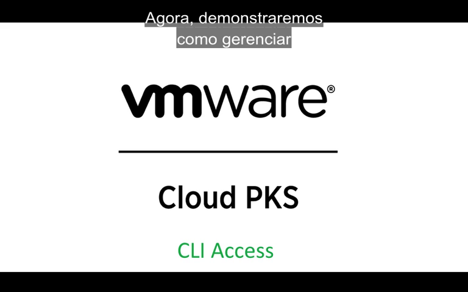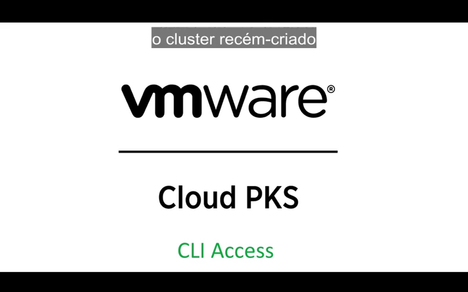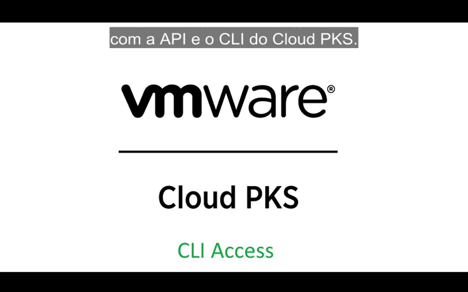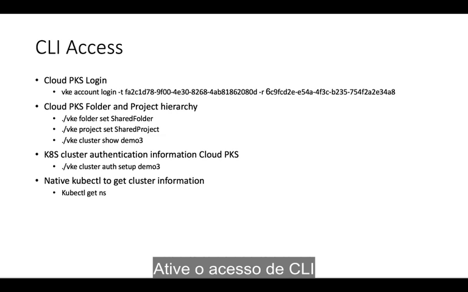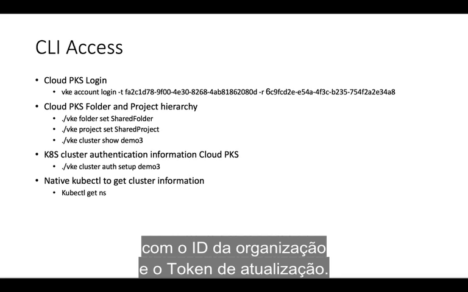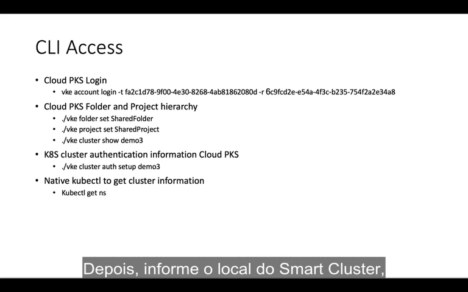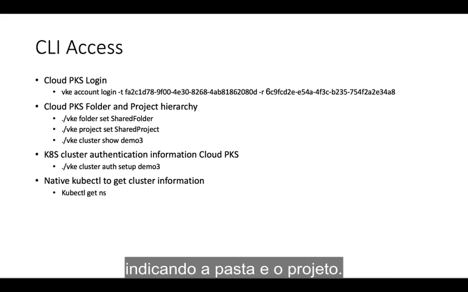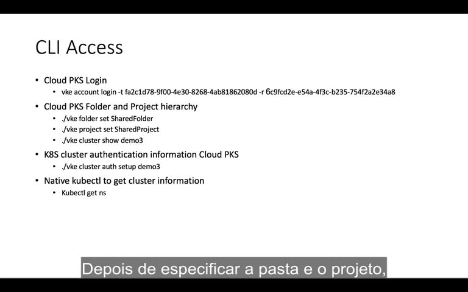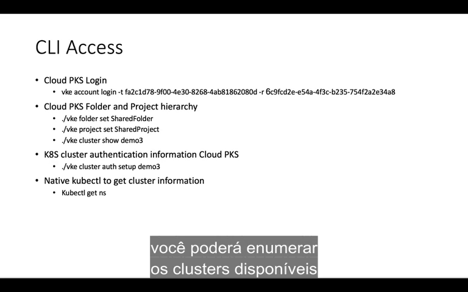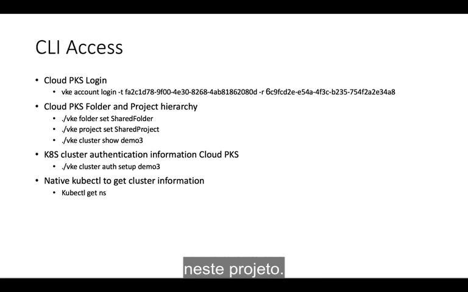Now we're going to demo how you can manage the newly created cluster using the Cloud PKS API and CLI. To enable Cloud PKS CLI access, you first log into your org using your org ID and the refresh token. Then you specify the location of your smart cluster by specifying the folder and the project. And once you specify the folder and the project, then you can list the available clusters within that project.